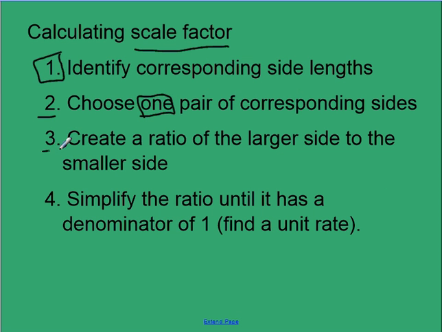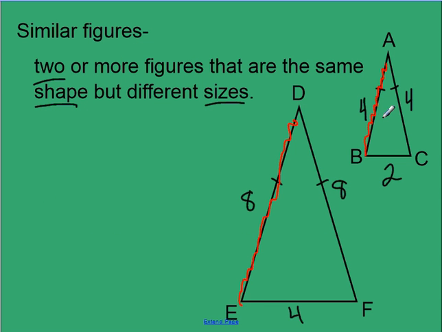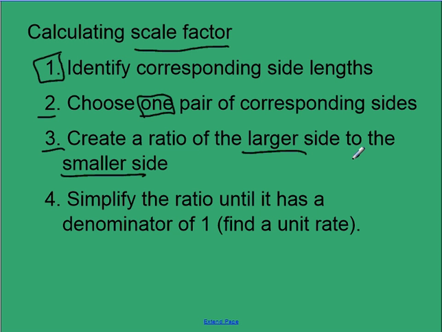Our next step says to create a ratio of the larger side to the smaller side. Okay, so then we have to figure out which one's bigger. Is DE bigger or is AB bigger? I really hope you told me that DE was. And then we're going to make a ratio of this side length, which is 8, to this side length, which is 4. So if I kind of write this out, it would be the ratio of line DE to the line AB. Okay, that's how you write a line segment. And it's going to equal 8, which is the length of DE from our previous example, and then 4, which is the length of AB.